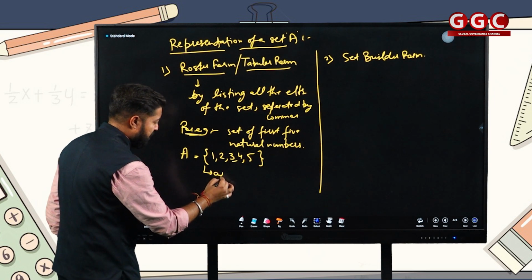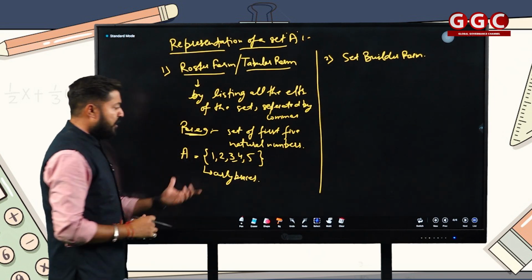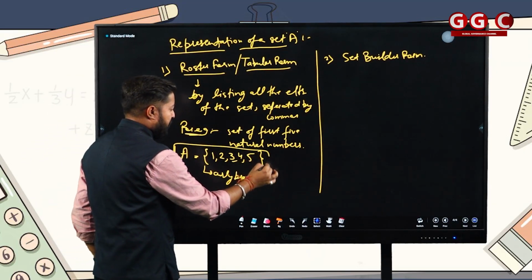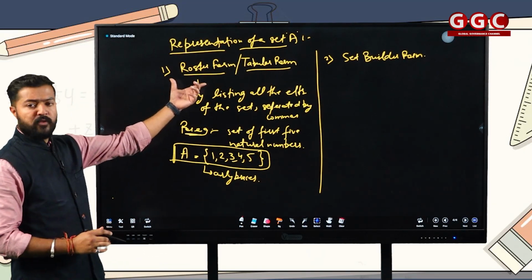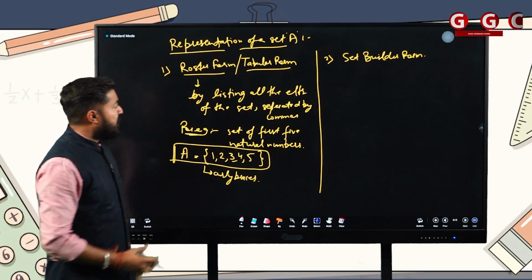This is the standard notation, like this. So this representation is of the form roster form. Here we have listed all the elements separated by commas.